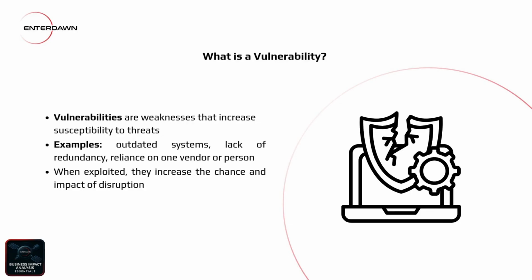Vulnerabilities are weaknesses that make your organization more susceptible to threats. Examples include outdated systems, lack of redundancy, or reliance on a single individual or vendor. When a threat exploits a vulnerability, the chance and impact of disruption increases.